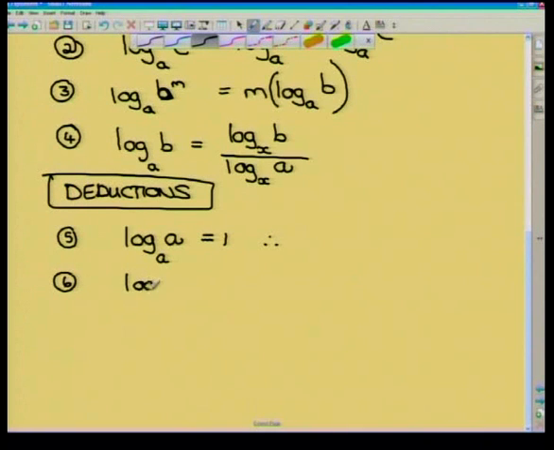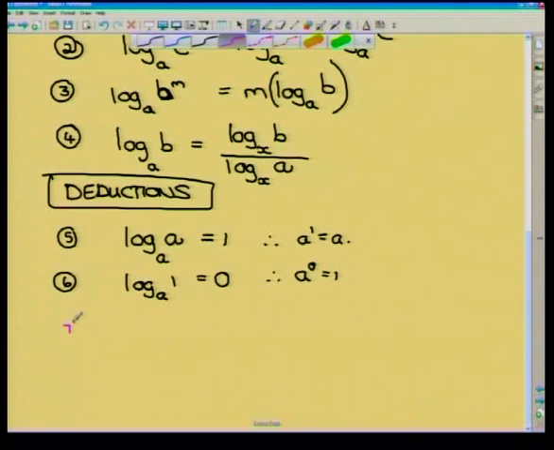Right, number 6. We have log to the base a of 1. Now, if that happens, that a must go to the power 0 in order to get the 1. You can see it clearly. a to the 0 equals 1. This was a to the 1 equals a. So that's worthwhile knowing. And then there's one of my own again.